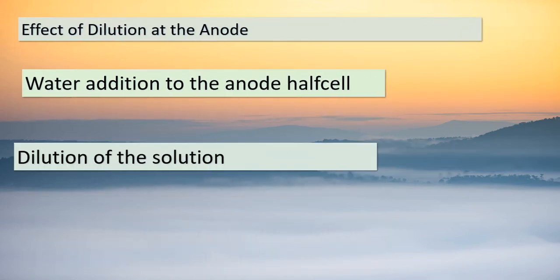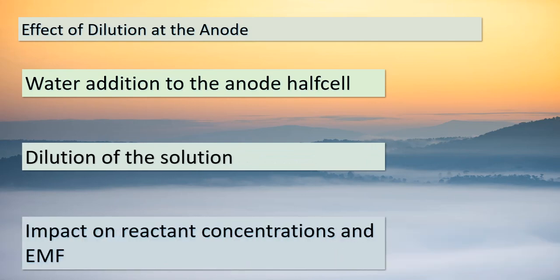Today, we're tackling the effect of dilution on our voltaic cell. Imagine adding water to the anode half cell, thus diluting the solution. How does this change influence the reactant concentrations and, consequently, the EMF of the cell? Let's explore this scenario in detail.